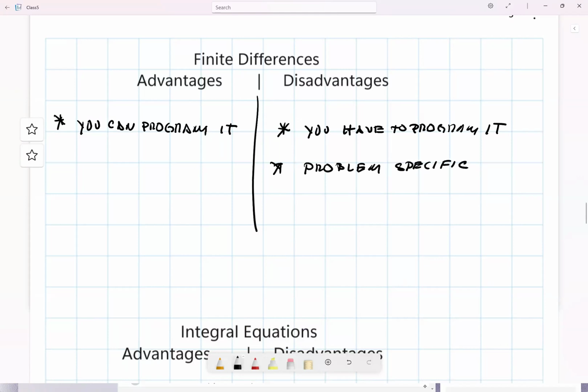But if you are working for a company where the bosses are very cheap, which is normally the case, all the bosses are always cheap, they don't want to spend the money, but they give you the time. Go for it. Go for your finite difference thing, and you will get it done easily. Another disadvantage will be that the matrices are very big. Very large.